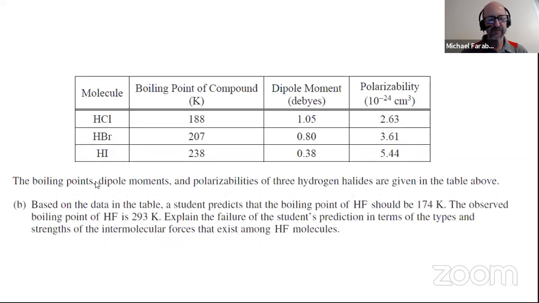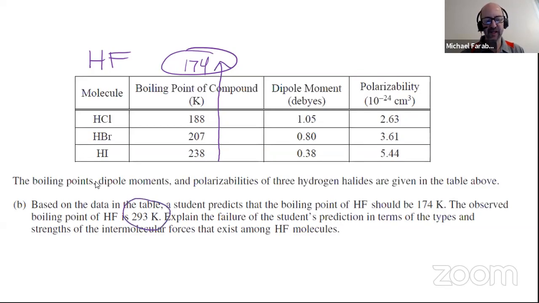Let's move on to part B. Based on the data in the table, a student predicts that HF would have a boiling point of around 174 because they're thinking, okay, they're getting smaller, smaller, smaller. But in fact, the boiling point of HF turns out to be 293. Explain the failure of the student's prediction in terms of the types and strengths of the intermolecular forces that exist among HF molecules. I will take you back to Unit 3.